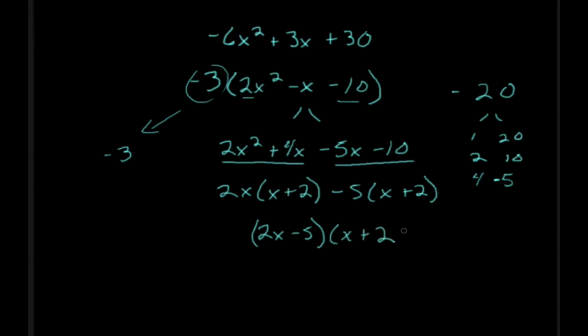And of course, don't forget, these are only 2 of the factors of this trinomial. The third one is negative 3. So our final answer, or our complete factorization, would be negative 3 times 2x minus 5 times x plus 2. And there we go.